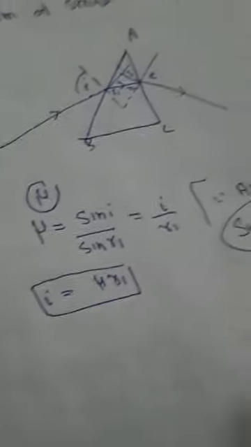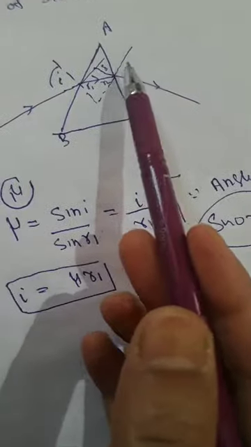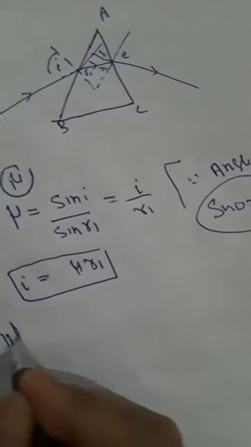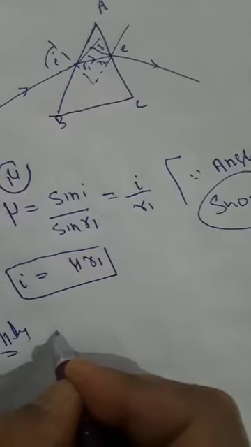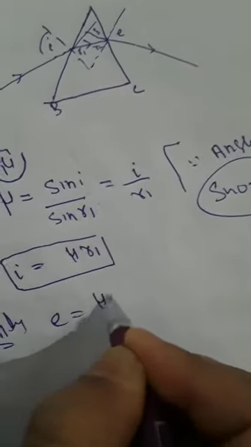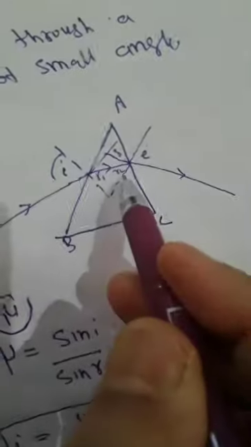Similarly, when we move on, I get E is equal to mu R2. Here in this case, E is equal to mu R2.